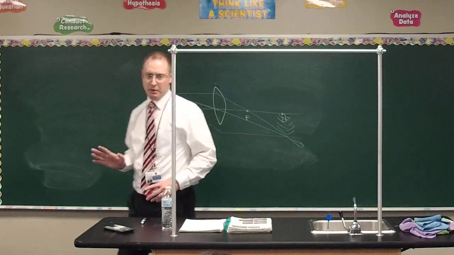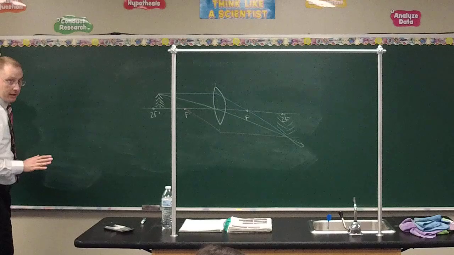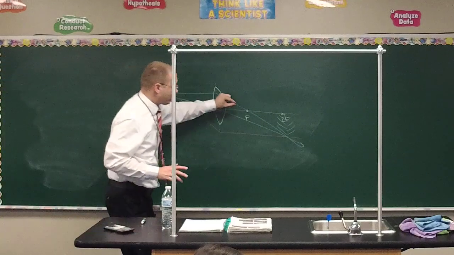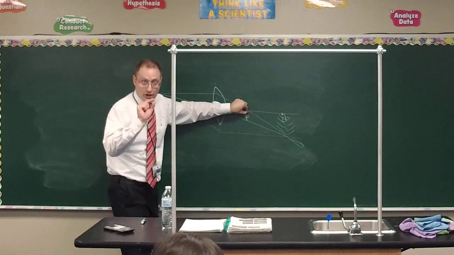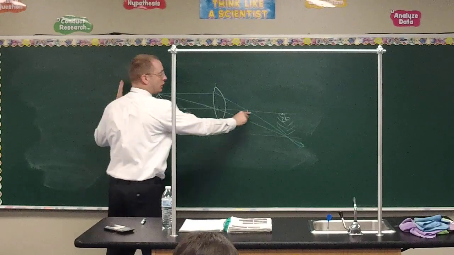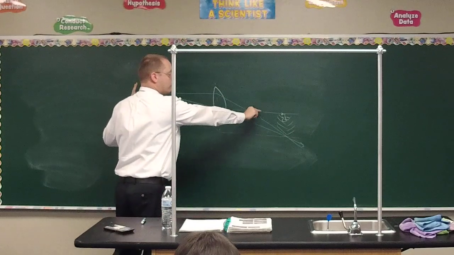Now track what's happening here. If the object is an infinite distance away and all those light rays come in, they all converge at the focal point, just a little bitty spot of light. As the object moves closer, the image might form out here. So it's reduced, real, and inverted.